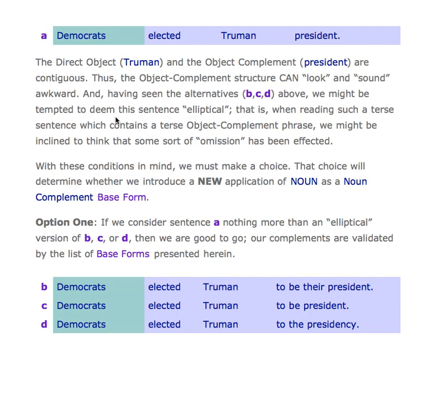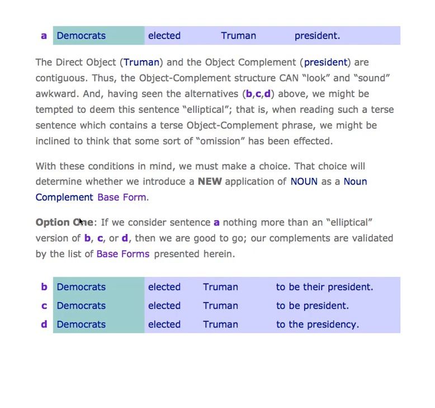That is, when reading such a terse sentence, which contains a terse object complement phrase, right there, we might be inclined to think that some sort of omission has been affected. In other words, in the brain, when you first read this and you see it, you think, that's a little clunky. With these conditions in mind, we must make a choice. That choice will determine whether we introduce a new application of noun as noun complement base form.